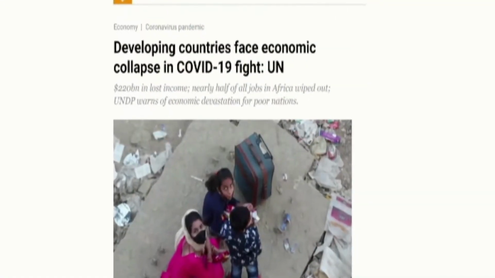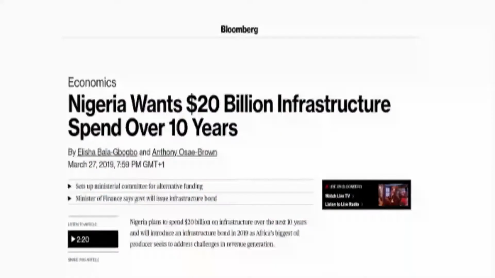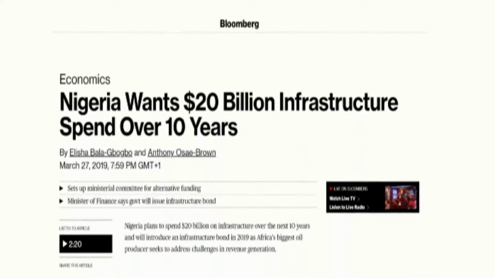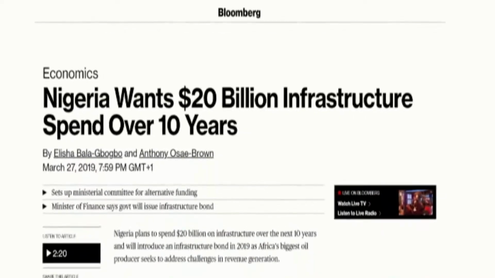COVID-19, that is the black swan of the century, has actually hit the whole world very hard, even the strongest of economies, and Nigeria was not spared. But due to the proactive stance and steps that the president has taken, we've been able to come out quickly. The president has consistently said we must invest in infrastructure. Even as we're investing in human capital, we must invest in infrastructure, because at the end of the day, that is what will bring about sustainable economic growth.